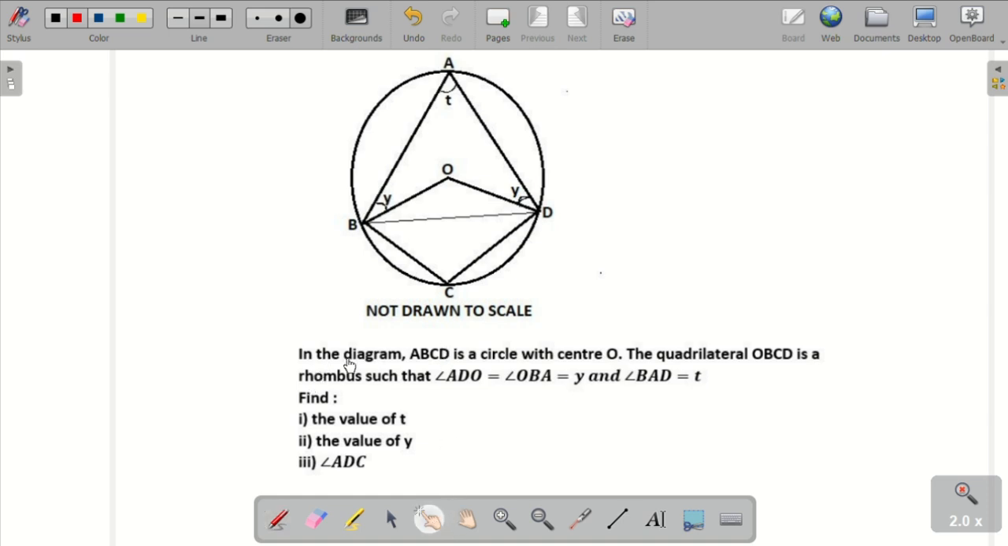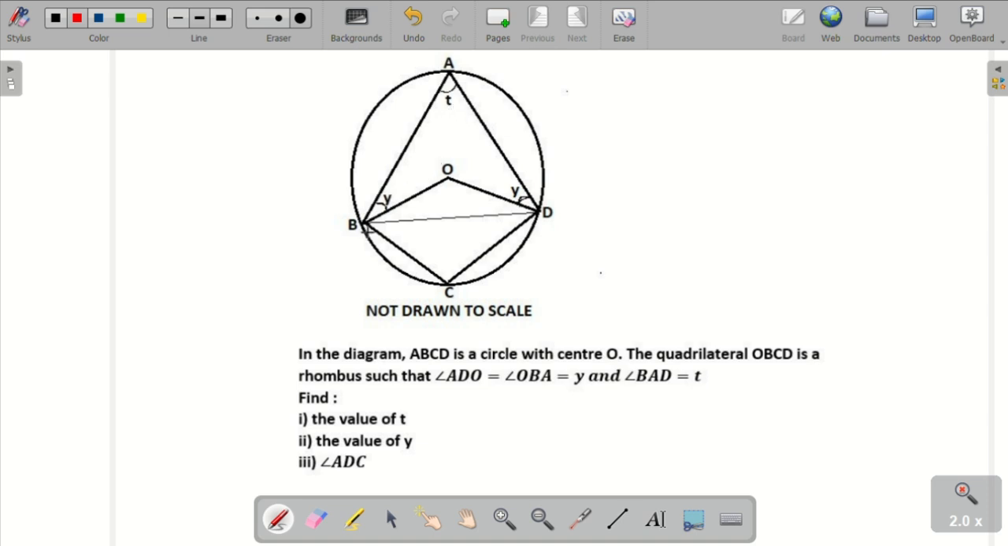In the diagram, ABCD is a circle with center O. The quadrilateral OBCD is a rhombus such that angle ADO is equal to angle OBA is equal to Y, and angle BAD is equal to T. Find the value of T, the value of Y, and angle ADC. First, let's look at how this can be resolved.